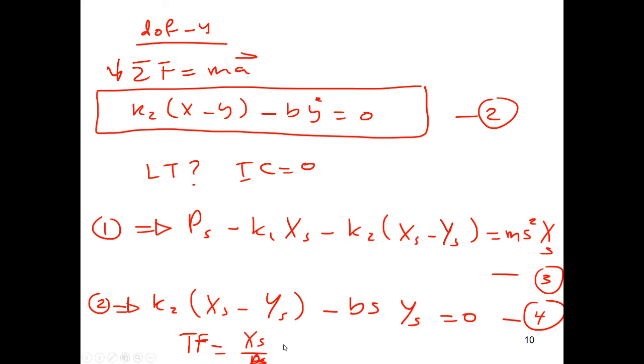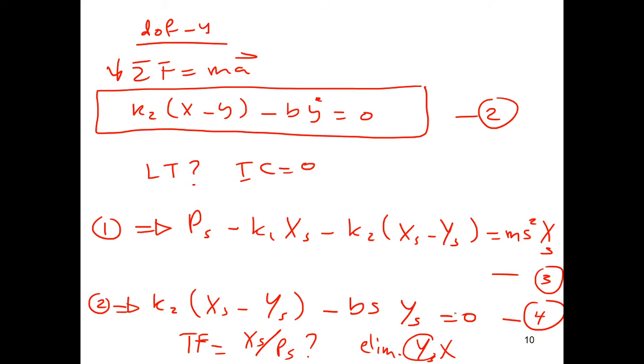Let me write it again. So how are we going to derive it? We need to eliminate Y(s). This is what we don't want to see. So how are we going to do this? We solve for Y(s) from equation number 4 and substitute in 3 and you will be done.